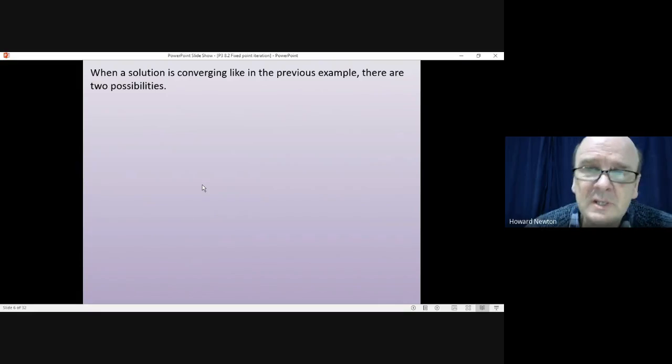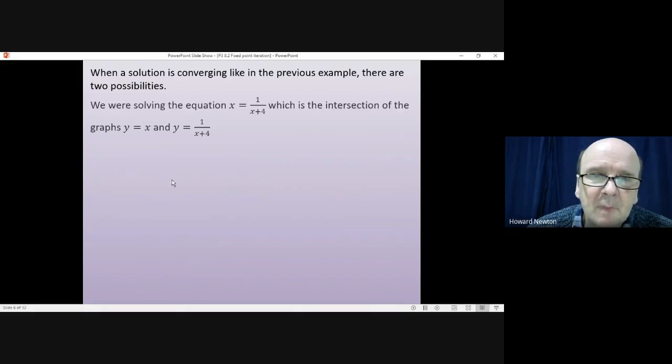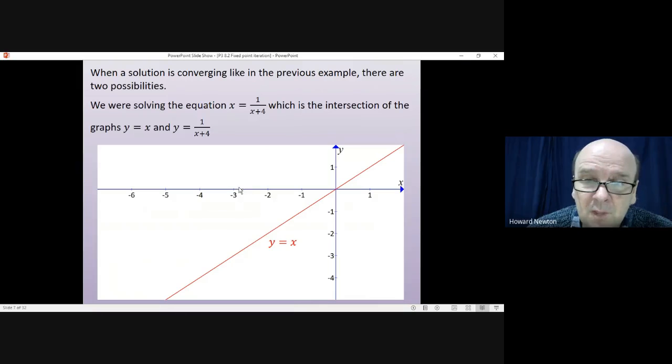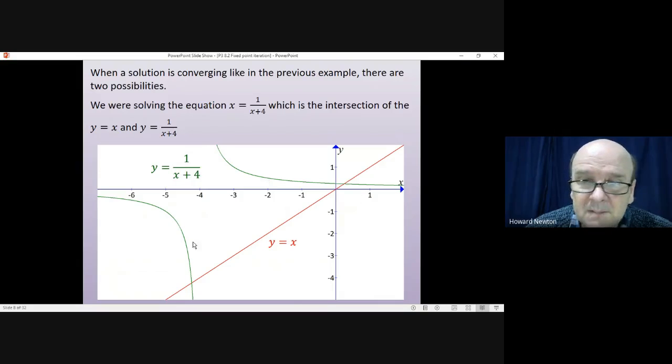Now, when a solution is converging, like in the previous example, there are actually 2 ways in which that can happen. We were solving the equation x equals 1 over x plus 4, which was the rearrangement of the quadratic. When we solve this equation, what we're finding is the intersection of the graphs y equals x and y equals 1 over x plus 4. Well, we can draw that. Y equals x would look something like that, and y equals 1 over x plus 4 would look like that.